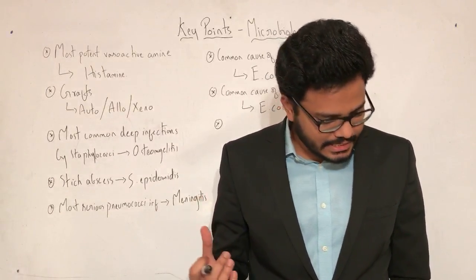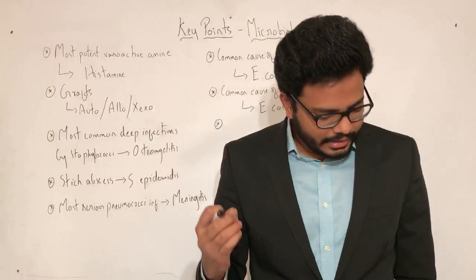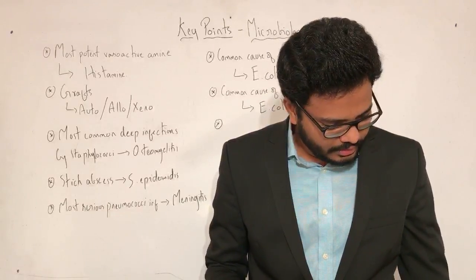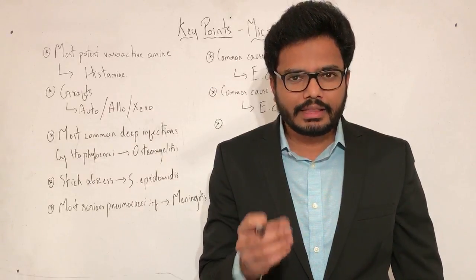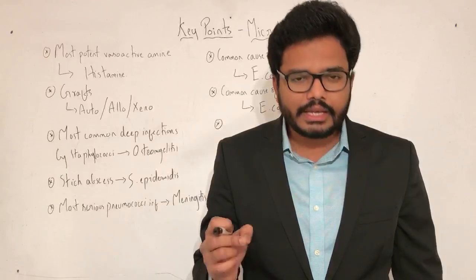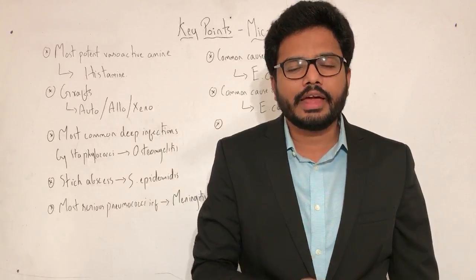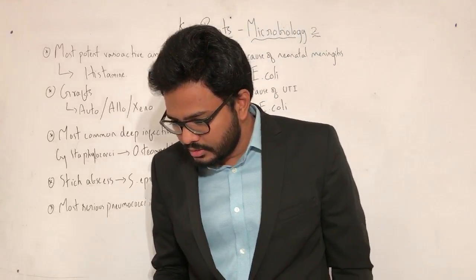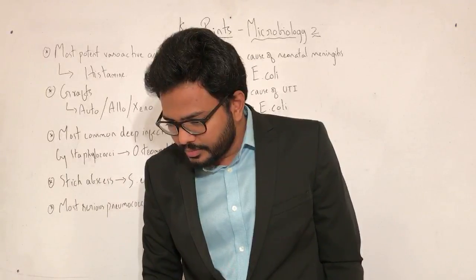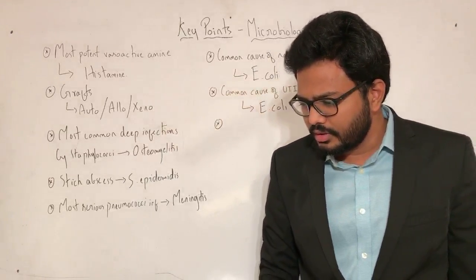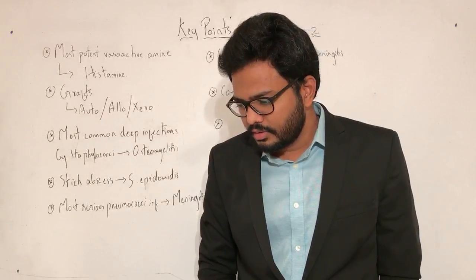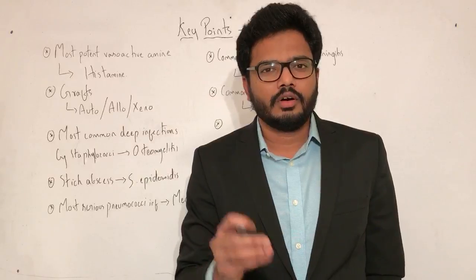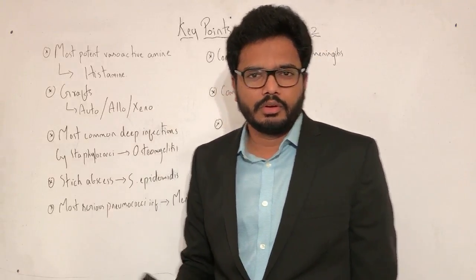Which bacteria is considered as an evidence for recent pollution with human or animal feces? In drinking water, if you find this particular bacteria, it means there is a recent contamination with human or animal feces. So which bacteria is it? It's E. coli again. The presence of E. coli indicates recent contamination of drinking water with human or animal feces.